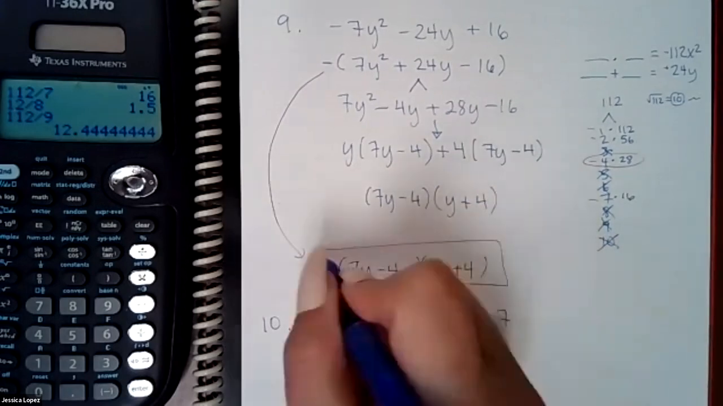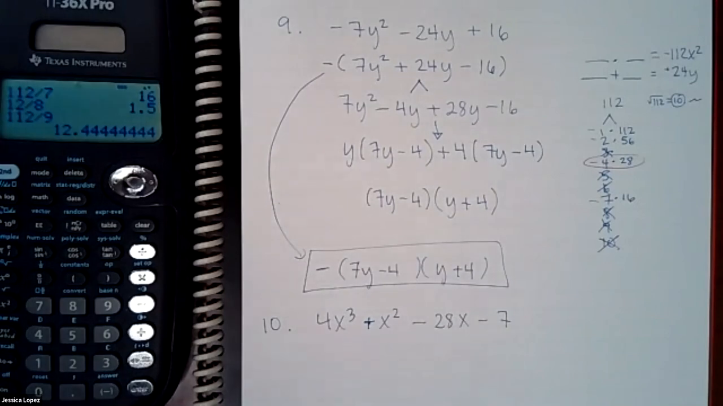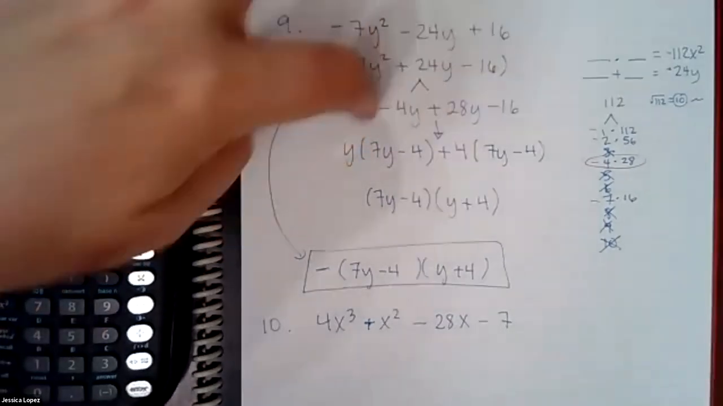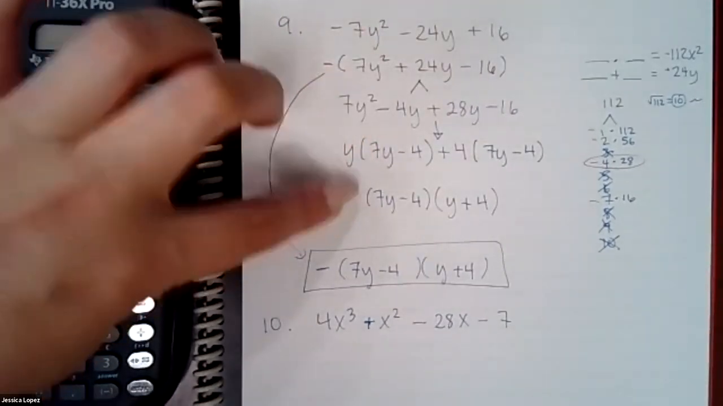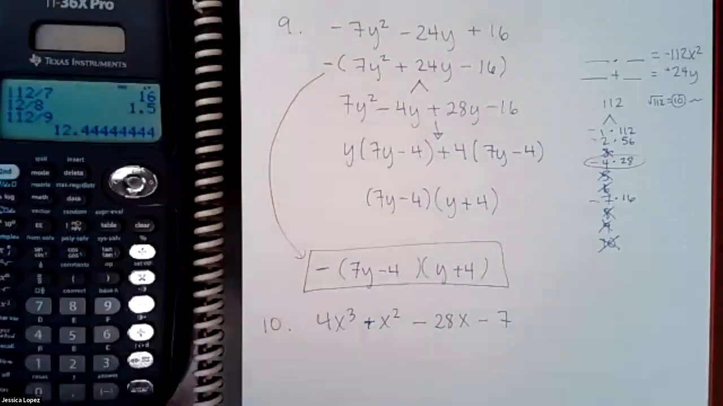And this is my final answer. Don't forget to write your GCF from the very, very beginning in your final answer. It happens a lot. People start working on this and then they'll tell me that that's the answer, but they forgot about the GCF. It should go in front, okay?